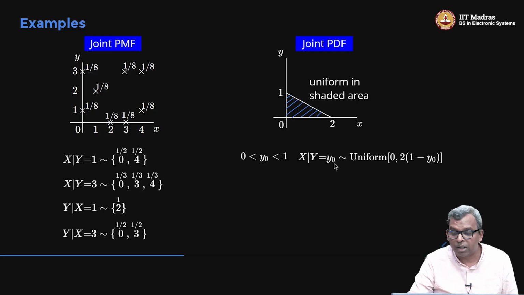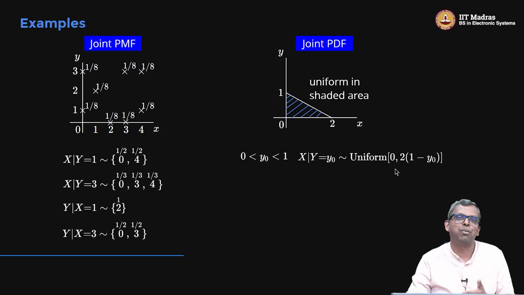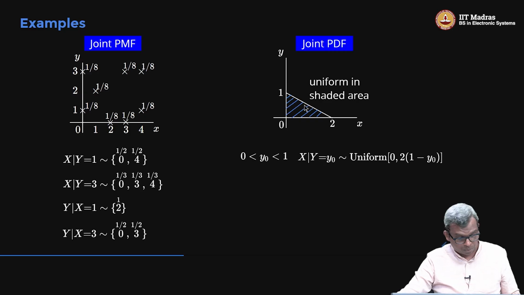So if you go to a particular y naught, x takes values from 0 to 2 times (1 minus y naught). We saw that earlier. Given the flat nature, it will in fact be uniform. That's the nice thing about this density. You don't have to do any calculations, no need to integrate. You see that x given y equals y naught is uniform from 0 to 2 times (1 minus y naught). I hope you see this.